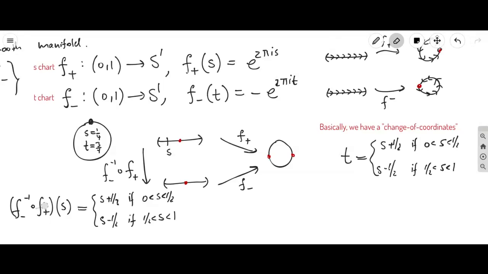You see what's happening here is if you know S, F plus of S gives me a point on the circle, and when you pull it back using the inverse, you're getting the corresponding value of T in the other chart. So you're essentially describing the relationship between S and T. So if you know the value of S, you can recover the value of T, and you can do it also the other way around. If you know T, you can get S. So this is what we call the change of coordinates. So this function that takes you from one chart to the other chart is the function that describes how you change coordinates.